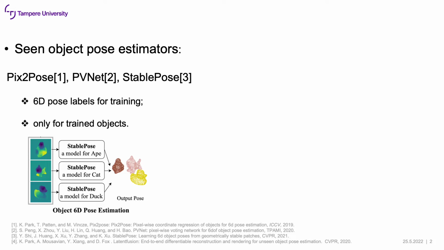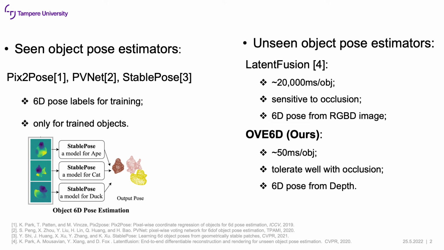Many existing methods, like PVNet and StablePose, can accurately estimate the 6D pose for trained objects. However, these approaches only work for the seen objects and cannot generalize to unseen objects during the inference time. LatentFusion is proposed for performing 6D pose estimation for unseen objects. Similar to it, our approach, OVE6D, is also an unseen object pose estimator. Compared to LatentFusion, our method is much faster and can be used for occluded objects.